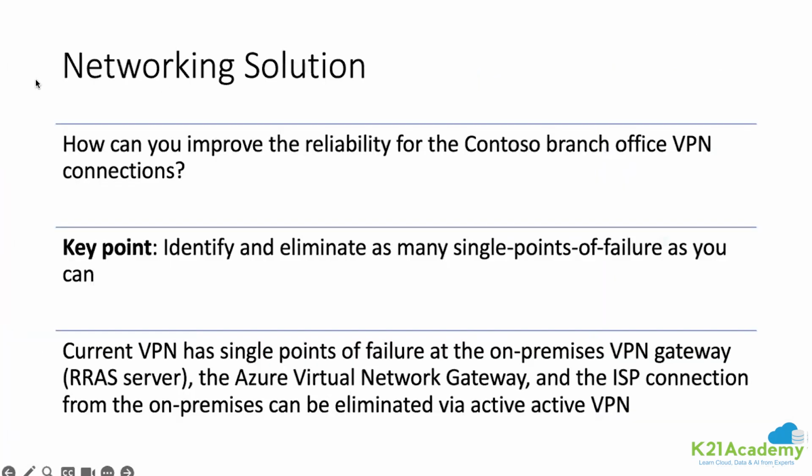Now, along with this networking solution, okay, how can you improve the reliability for the Contoso branch office VPN connection? So key point: identify and eliminate as many single points of failure as you can. So how can you do it? Current VPN has a single point of failure at the on-premise VPN gateway RRAS server. The Azure Virtual Network Gateway and the ISP connection from the on-premise can be eliminated via active-active VPN. Now I am assuming that, okay, the customer has right now this VPN gateway created manually. They have not implemented site-to-site or direct connect or ExpressRoute kind of scenario. Then how can I improvise, right?